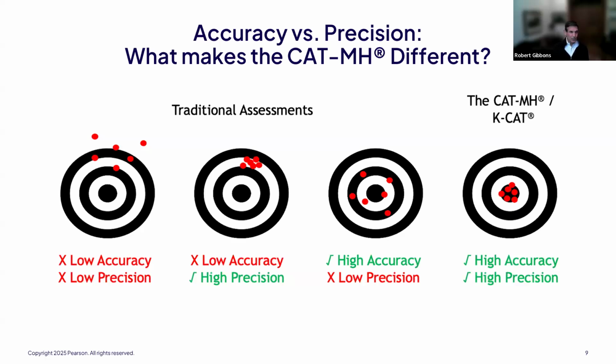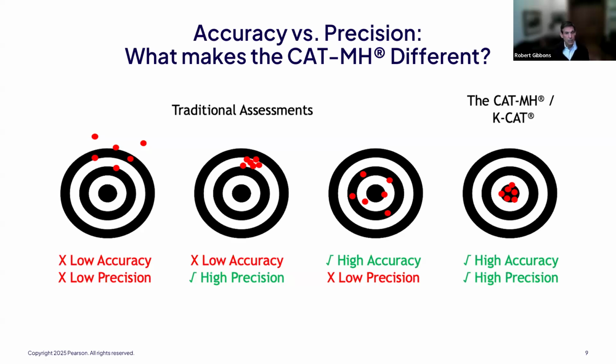So from an accuracy and precision perspective, the CAD-MH and the K-CAT are very different than traditional fixed length assessments. There are 3 scenarios that characterize traditional assessments. They can have low accuracy and low precision. On the left-hand side, they're biased. They're not accurately tapping the underlying latent variable, often because they're not very long, and the items are not necessarily all of uniform ability to discriminate high and low levels of psychopathology.